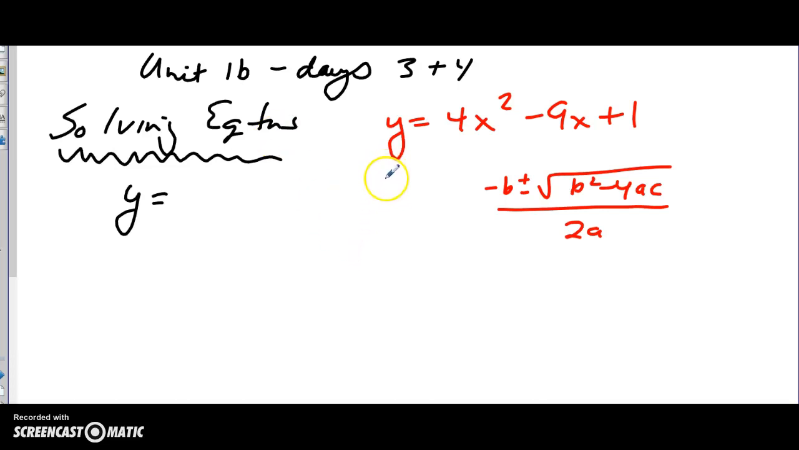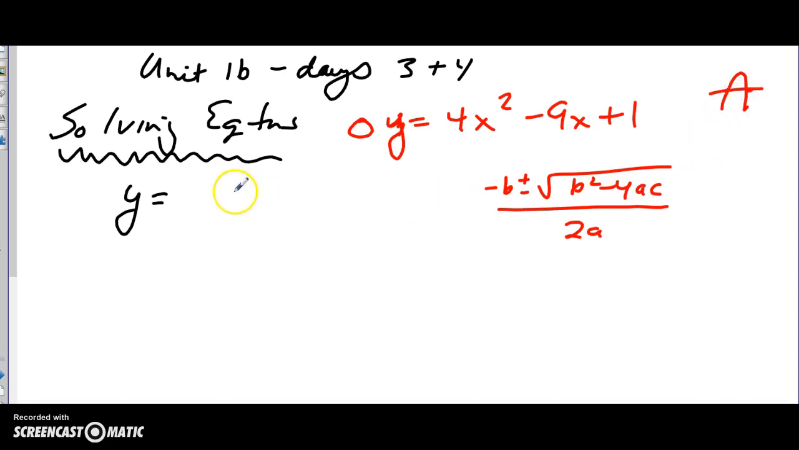Okay, guys, Unit 1B, days 3 and 4, we're going to solve equations, and that is going to be finding the zeros of an equation. So when we're talking about solving equations, all of our equations are parabolas, mostly in this class. And what we're doing is we set this parabola equal to 0, and then we find out what x is when y is 0. And that is finding out the x-intercept.